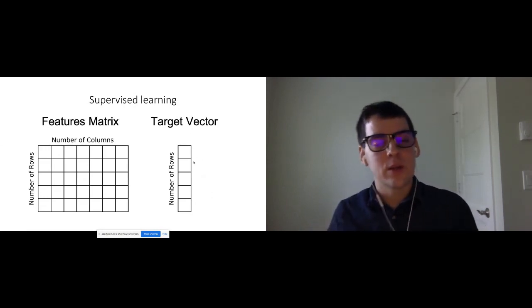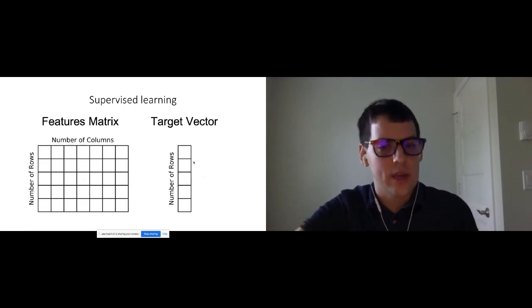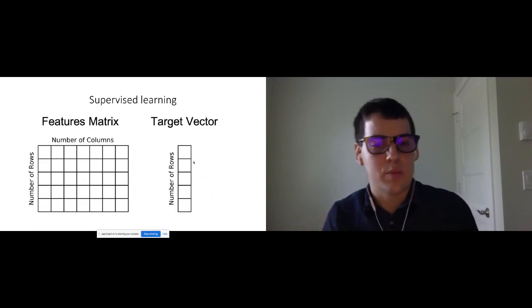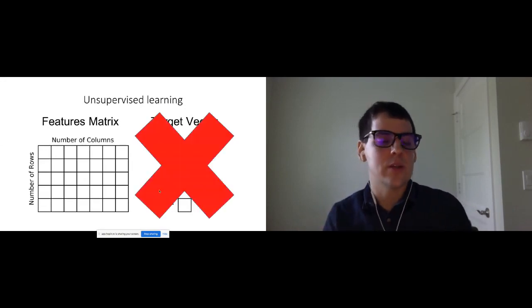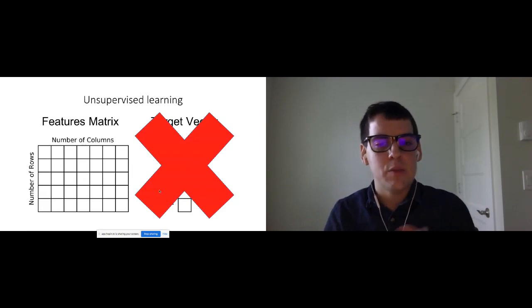So for unsupervised learning, we don't have a target vector. We just want to understand our data better. There's a lot of different reasons why you want to use unsupervised learning, and some of it's kind of outside the context of this talk.